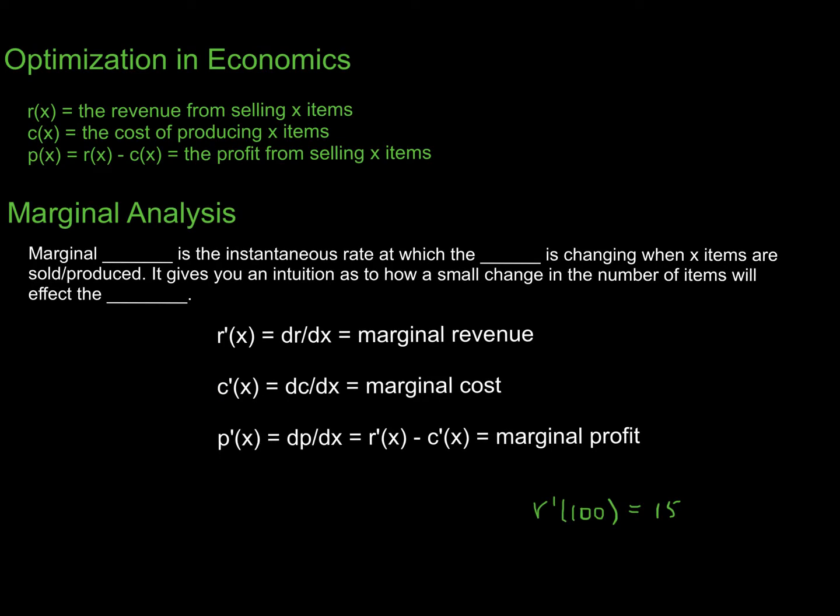So let's make sure we have this idea captured. Marginal, and here I put a blank in so that you could say it's either marginal revenue, marginal cost, or marginal profit, is the instantaneous rate at which the revenue, cost, or profit is changing when x items are sold or produced. It gives you an intuition as to how a small change in the number of items will affect either the revenue, the cost, or the profit.